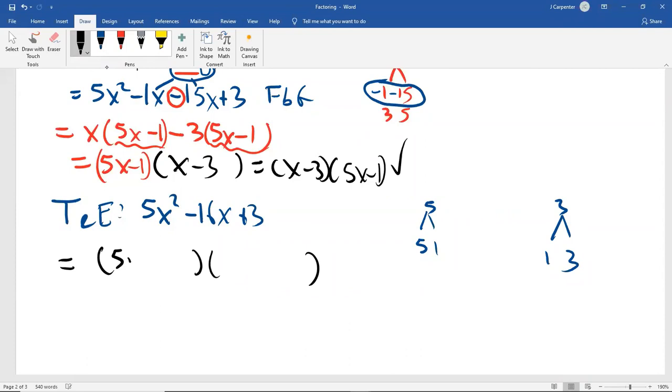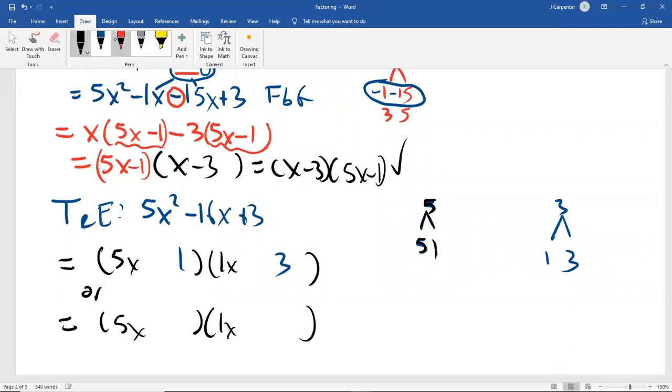So it could be 5x times 1x. Let me do these in black, actually. 5, 1. And then the other one, we'll put the 1 and the 3 here. So the 1 could go there and the 3 could go there. Or it could be 5x, 1x, the 1 and the 3 could be swapped.